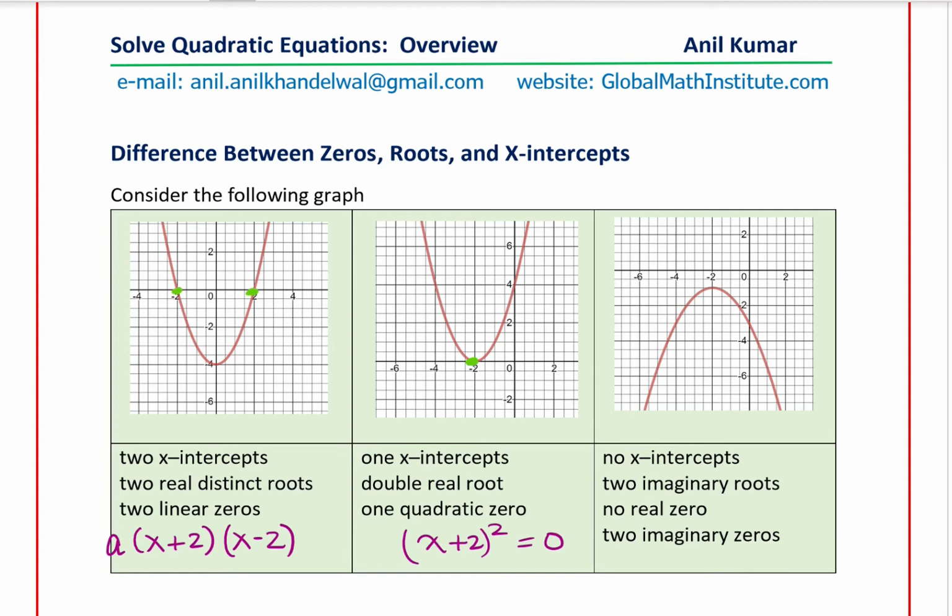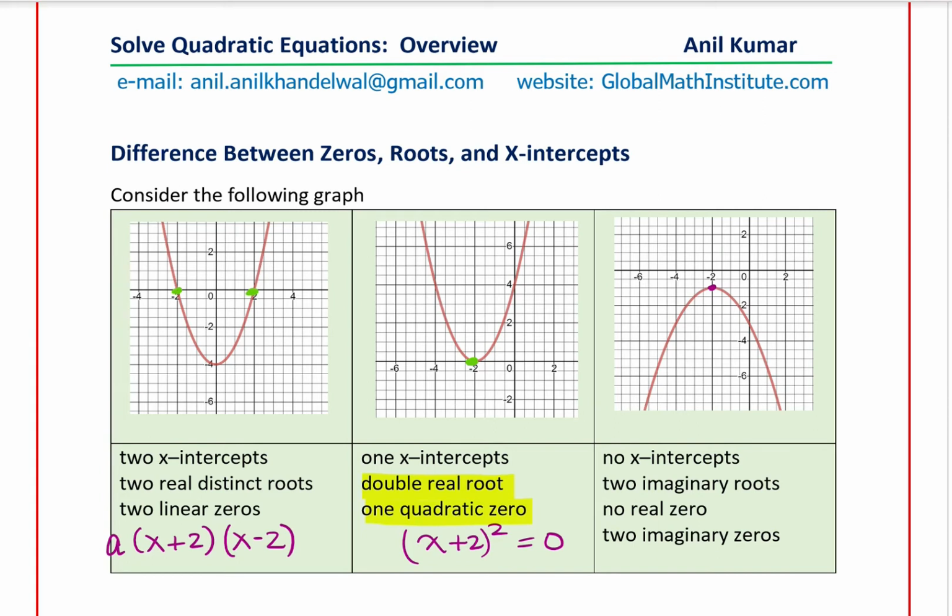In the third case, I cannot easily write down the equation since we do not have the roots. Well, we could use the vertex form and then write its equation. So what you note here is that we have got two roots, two solutions, but they are not distinct. They are one on top of the other. So the important thing which I want to highlight here is that there is a double root, right? And second, there's one quadratic zero.